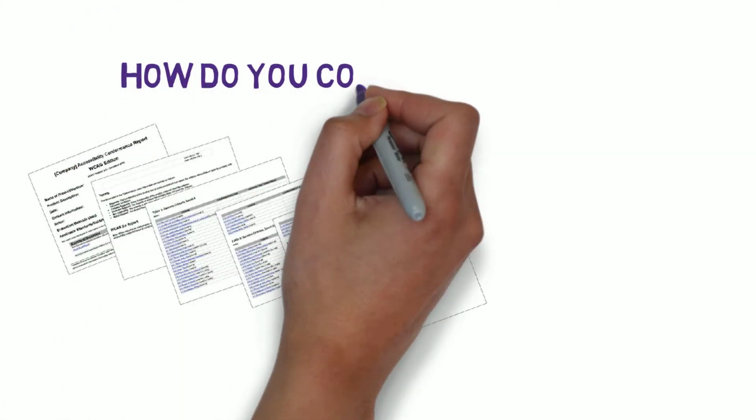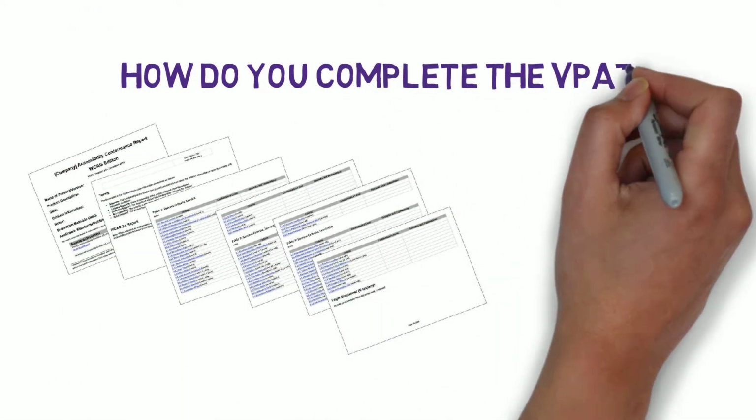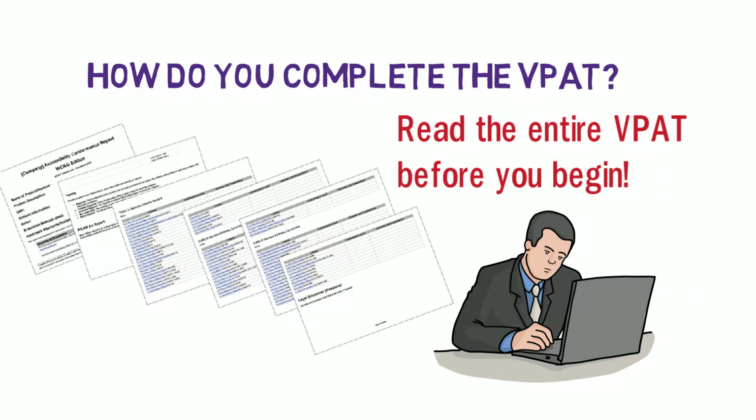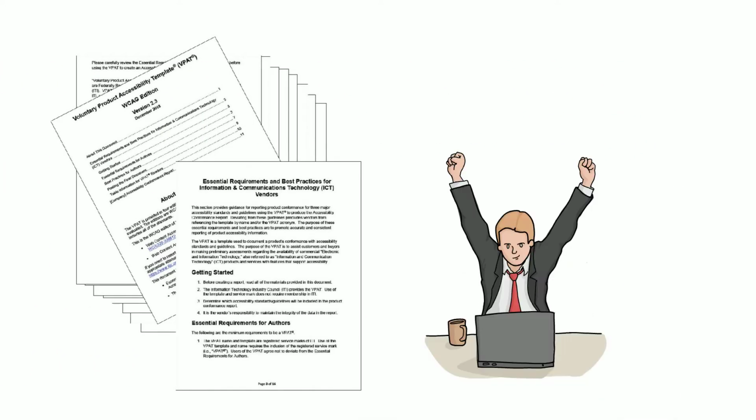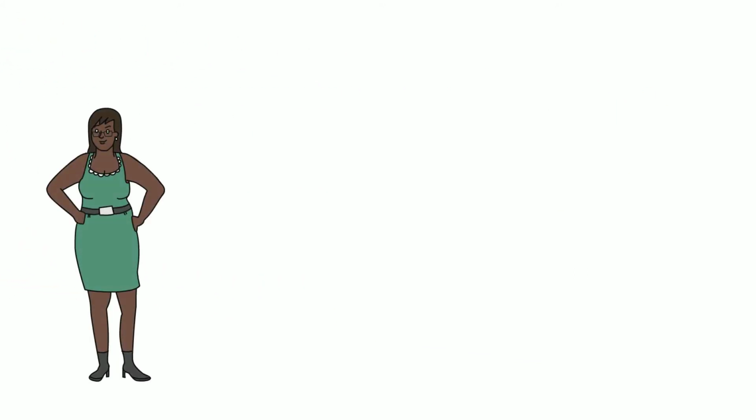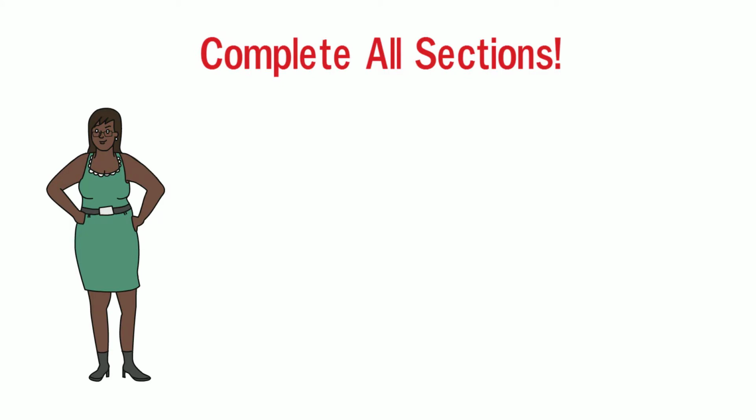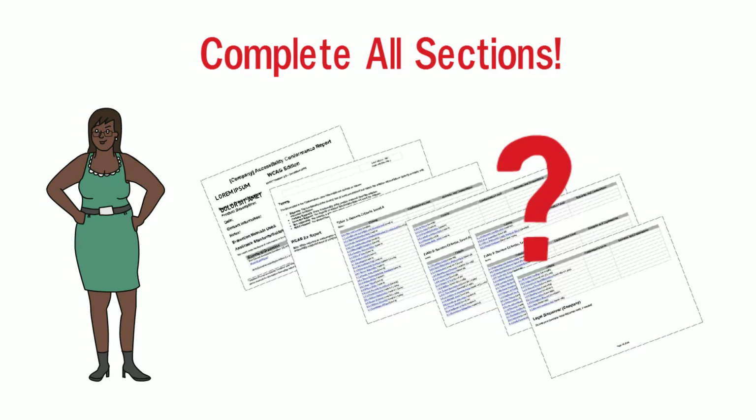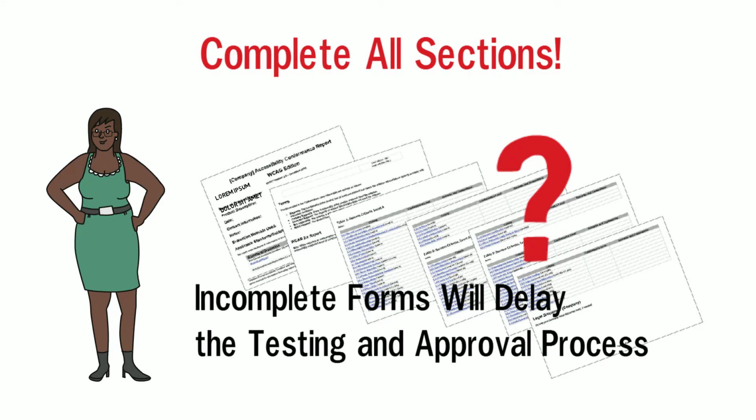How do you complete the VPAT? We strongly urge that you, as the business owner or developer, read the entire VPAT first before completing it. Please note that the VPAT contains a document with instructions, which must be read completely and followed carefully. Most importantly, all sections of the VPAT must be completed before testing can begin. If the VPAT is incomplete, it will delay the testing and approval process.